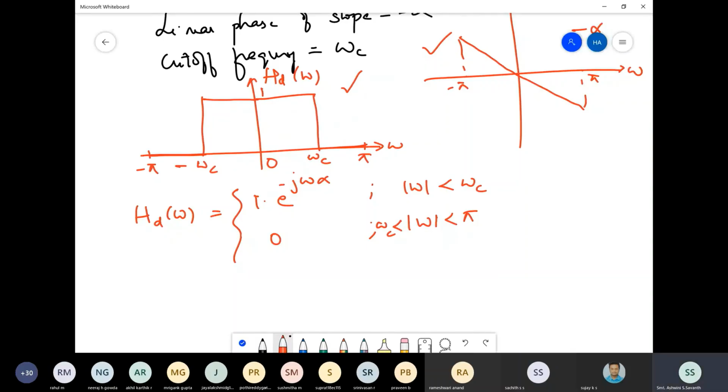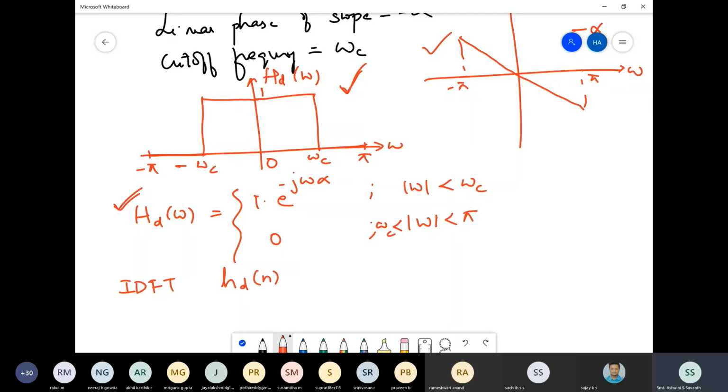Okay. So this equation of HD of omega will not be given to you in the problem. They will just tell you to design a low pass FIR filter. So you will have to start with this equation of HD of omega. You should know that for a linear phase low pass FIR filter, the desired frequency response, the ideal case, is what we want to realize. So you will have to start off by writing this equation. Is that clear?